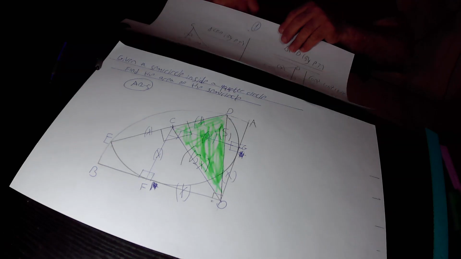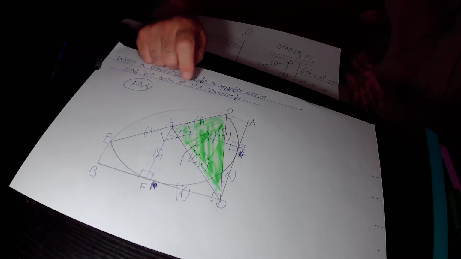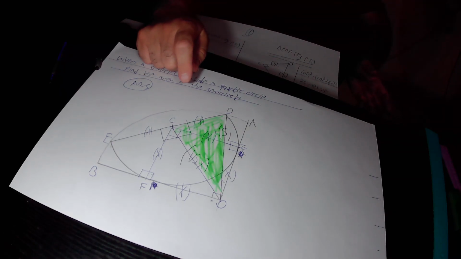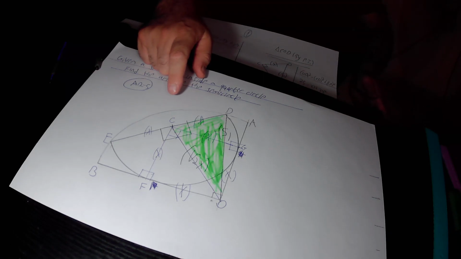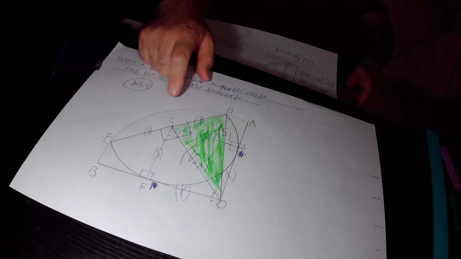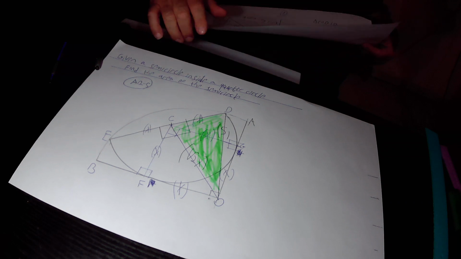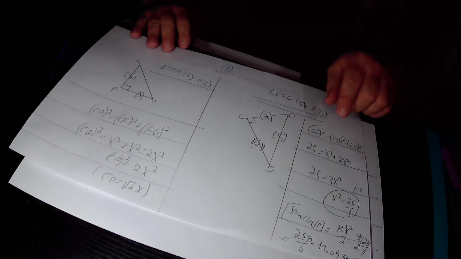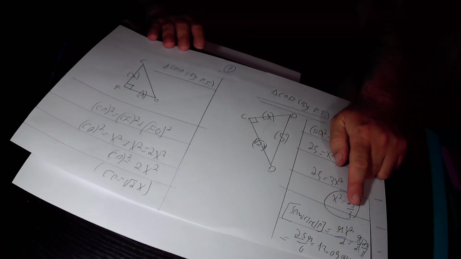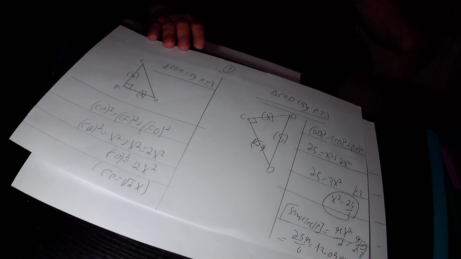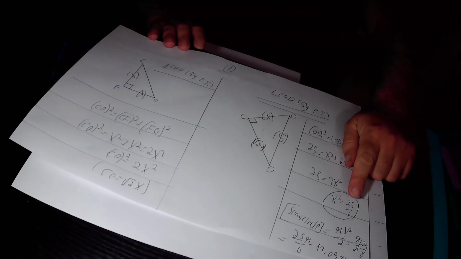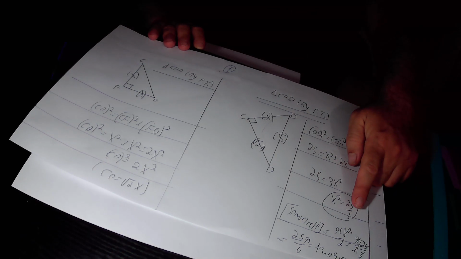Our mission is to find the area of this semicircle. The area of any semicircle equals the area of the circle over 2. The radius of the semicircle is x, and therefore the area of the circle will be equal to pi x square, and the area of the semicircle will be equal to pi x square over 2. X is of course the radius of the semicircle.